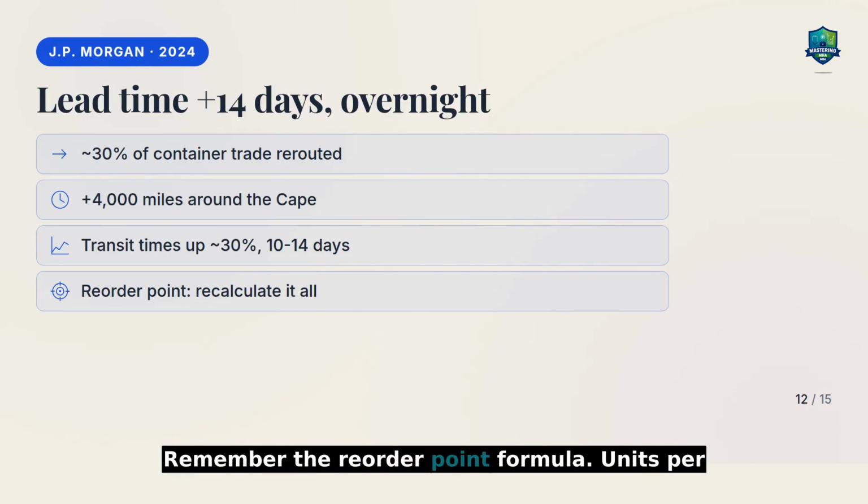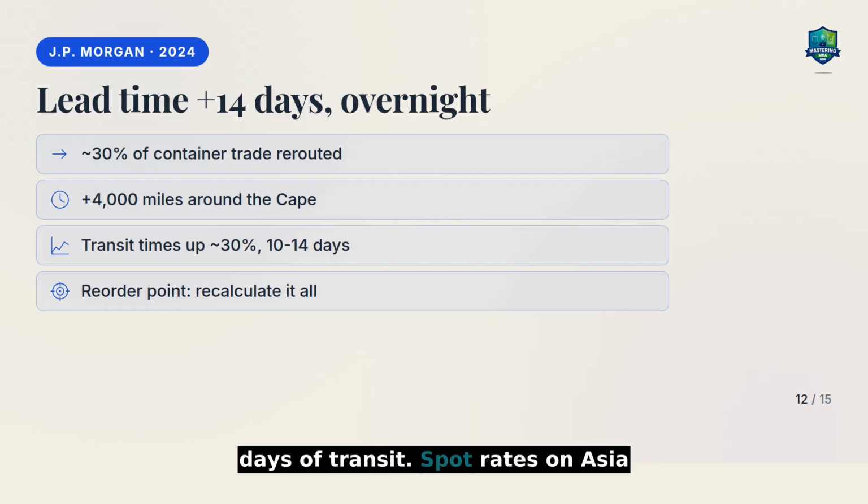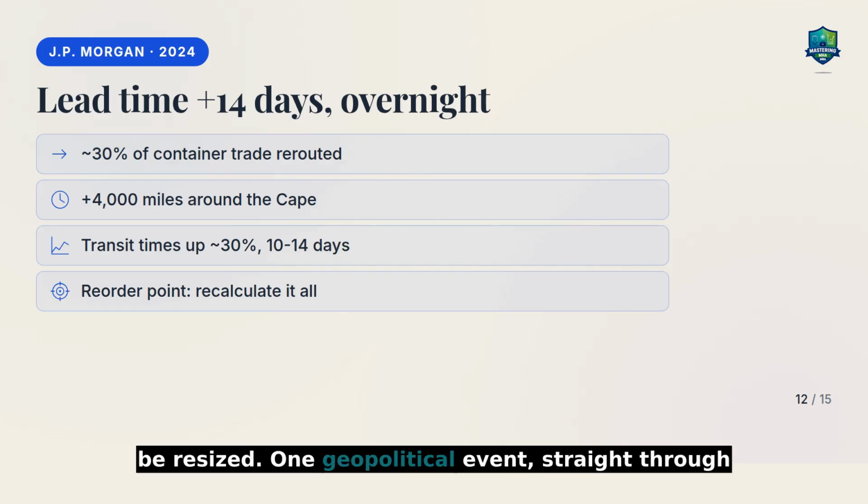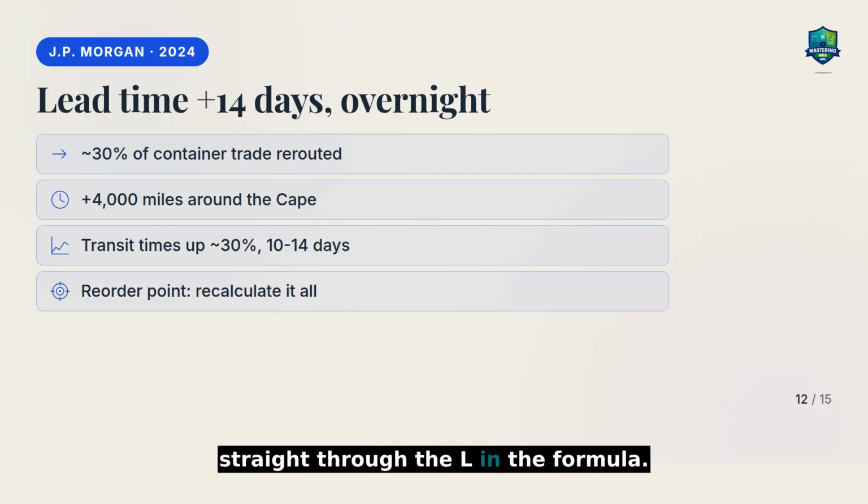Remember the reorder point formula: units per period times lead time. In early 2024, attacks on Red Sea shipping pushed carriers handling roughly 30% of global container trade off the Suez route, adding 4,000 miles and 10 to 14 days of transit. Spot rates on Asia to Europe lanes rose nearly fivefold. Every reorder point on that lane was wrong overnight, and every safety stock had to be resized. One geopolitical event, straight through the L in the formula.